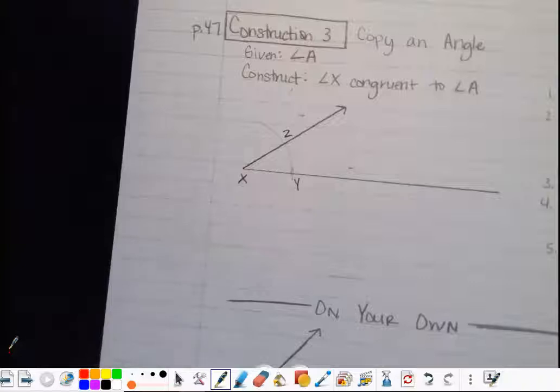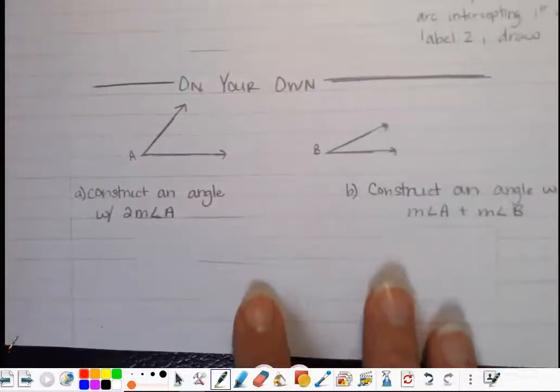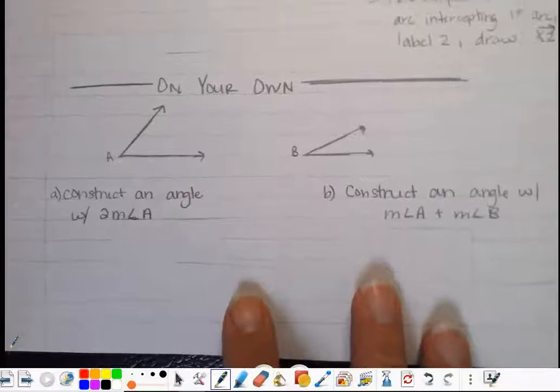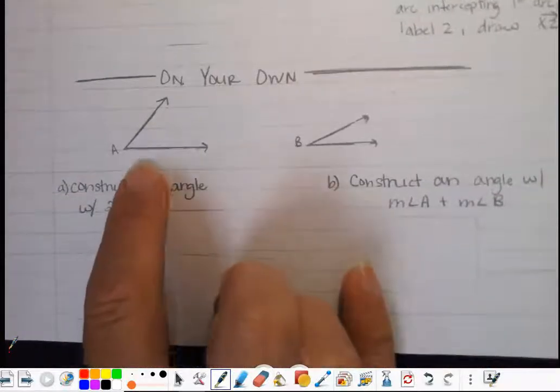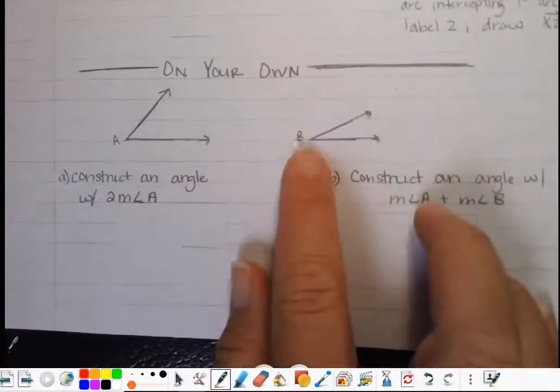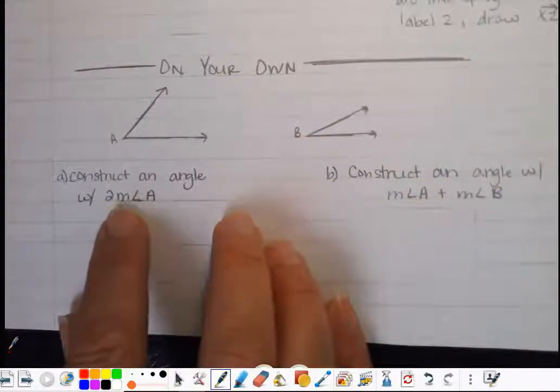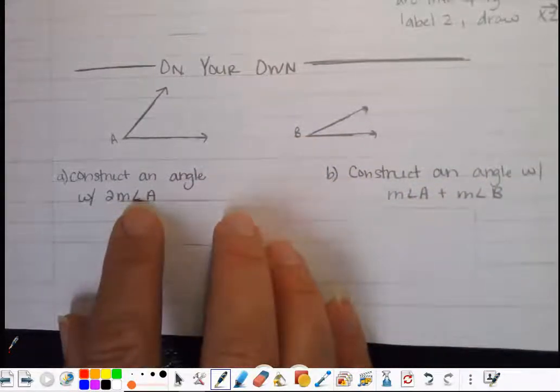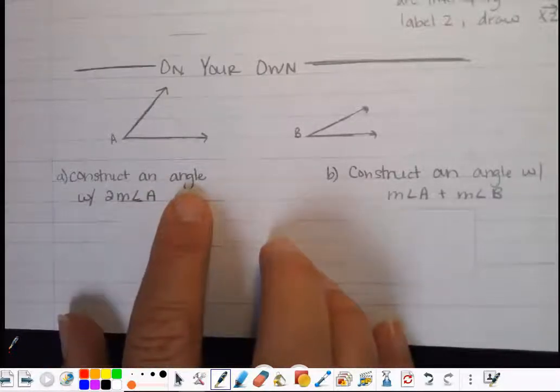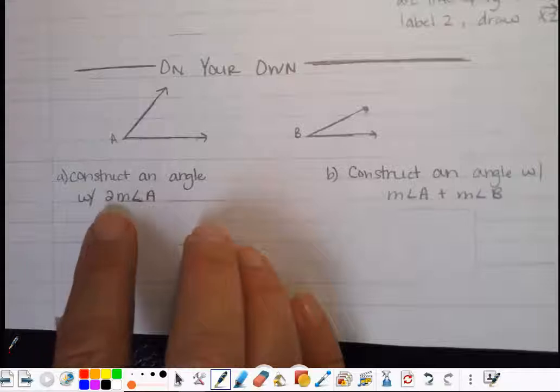And now you get to do it on your own and construct an angle. So you have angle A here, angle B here. It says construct an angle with 2 times the measure of angle A. What do you think that is? I don't know. Two angles? So you're constructing one angle that has the measure of two angle A's.